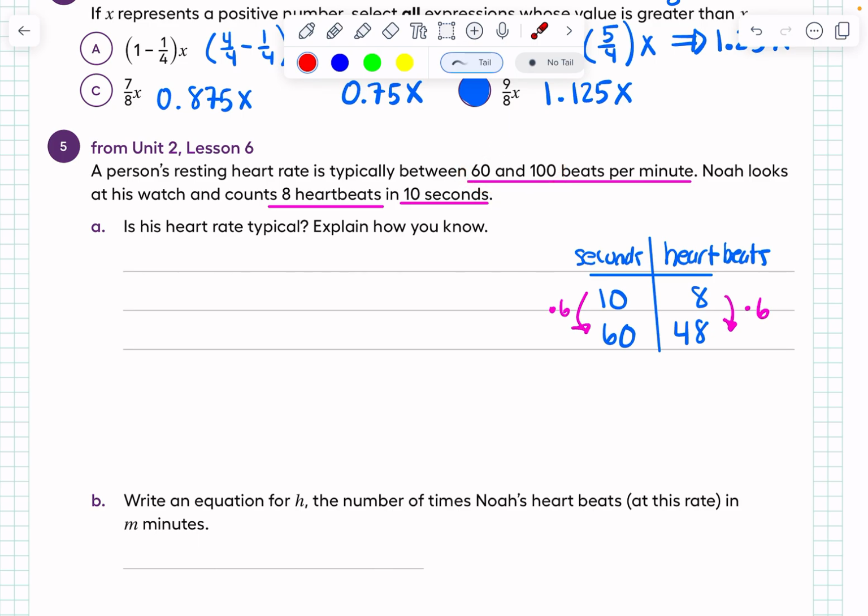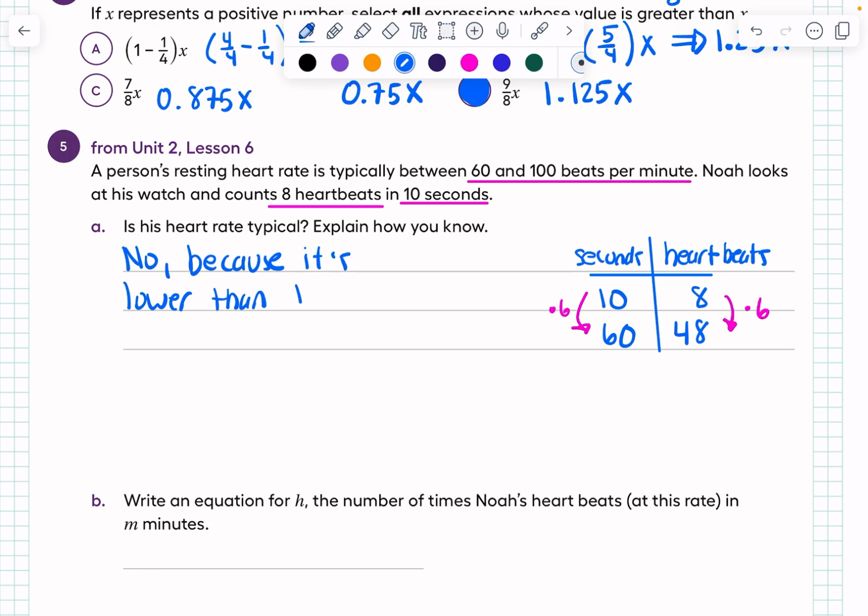So is his heart rate typical? I would say no, because it's lower than the range. I mean, you can say it however you want, because it's lower than the range of 60 to 100 heartbeats. However you want to say it is fine with me.